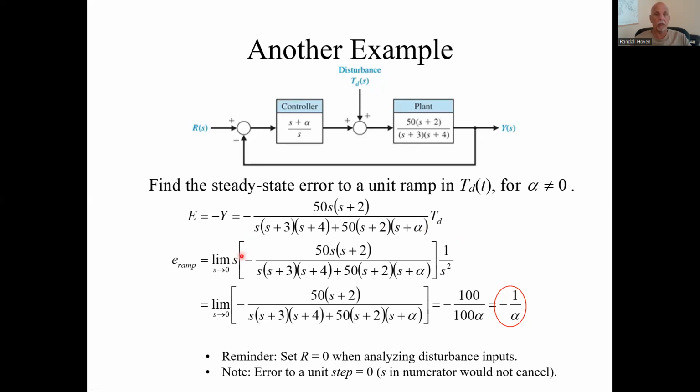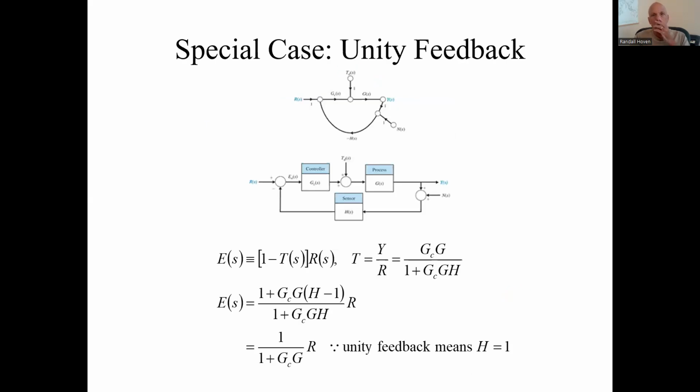Final value theorem says take all that, multiply by S, and take the limit as S goes to 0. We've got an S here, and an S here. Those two S's cancel that 1 over S squared. And let's see. When S equals 0, this whole front part goes away, and I've got a 2 over 50 times 2 times alpha. Whole thing is minus 1 over alpha. Okay, we'll do this special case when you have unity feedback in another video.